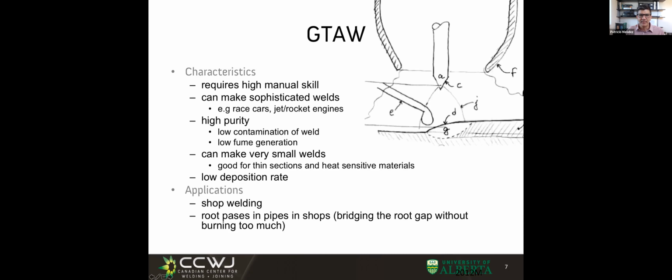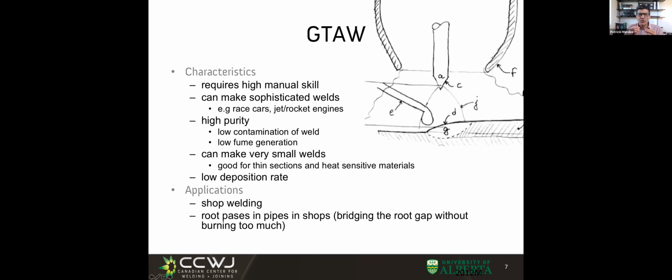It's good for heat sensitive materials too, because of these small welds it makes, but it's not a high productivity process. Applications: shop welding and root passes in pipes in shops. For example, when you make a pipe, and we discussed on Tuesday, the first pass is the root pass, and it's very, very important. In many cases, those root passes are done with TIG welding, right?